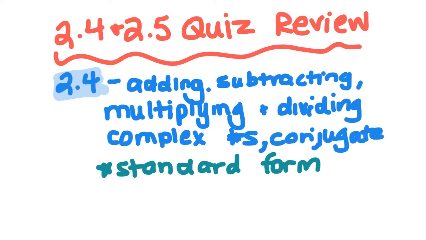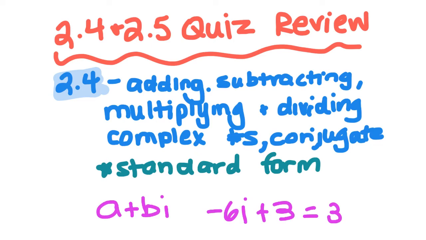All right, so now let's talk 2.4 and 2.5 quiz review. So from 2.4, this was our reintroduction to complex numbers. We talked about adding, subtracting, multiplying, and dividing the complex numbers and how to identify the conjugate. And we talked about what would be standard form. So when we add, subtract, multiply, and divide those complex numbers, even if it doesn't say it, it's implied standard form, you always want your answers in that A plus BI format. So if my solution was like -6i plus 3, I would switch it around so that it's 3 minus 6i. So the i is always the last thing that you write.